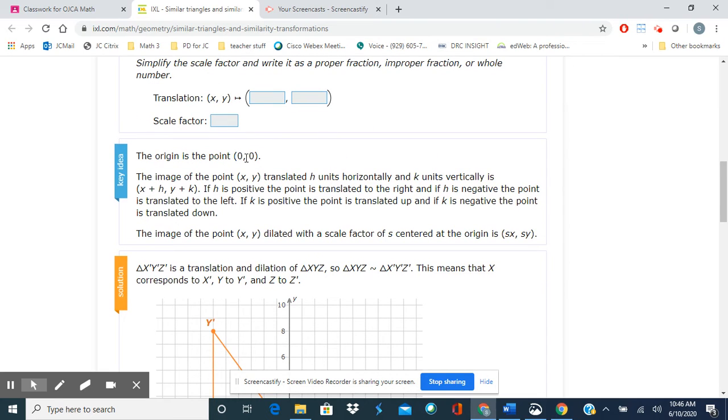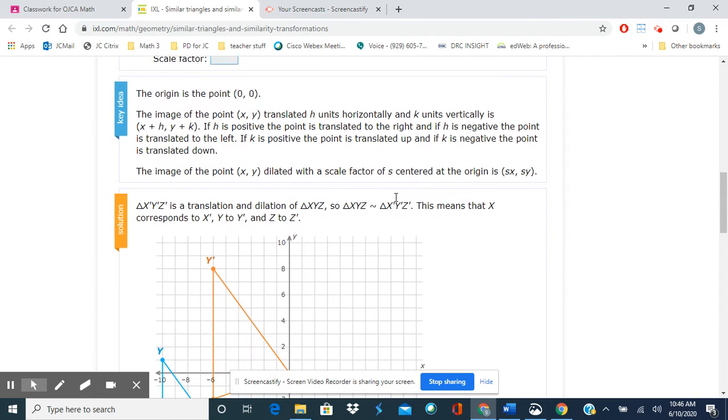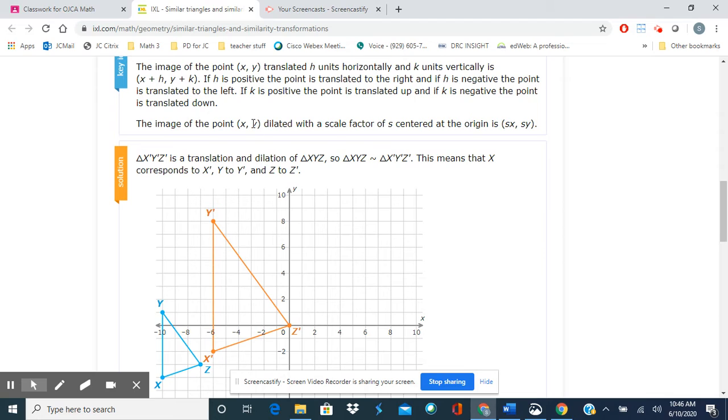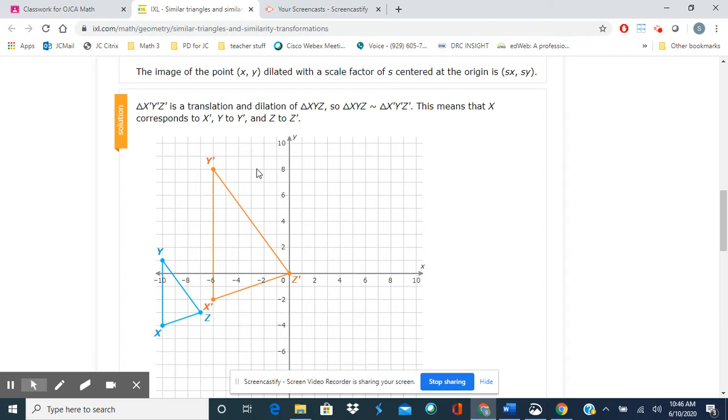So the origin point is (0, 0). The image of the point (x, y) translated h units horizontally and k units vertically. So that's where we get our plus and our plus, or minus and minus, depending on if it's going up or down, left or right. The image of the point (x, y) dilated with a scale factor of s centered at the origin is s times x. We use c and r, but it's the same thing.